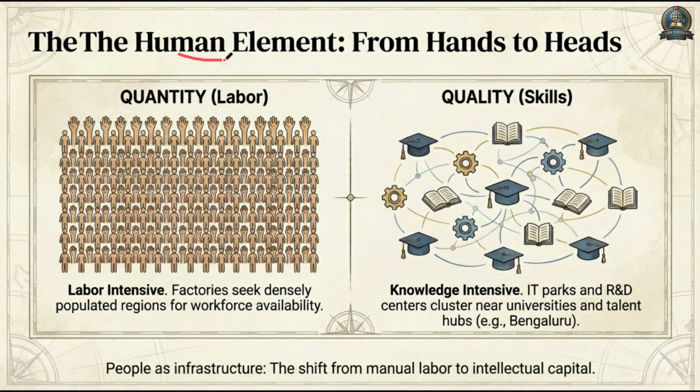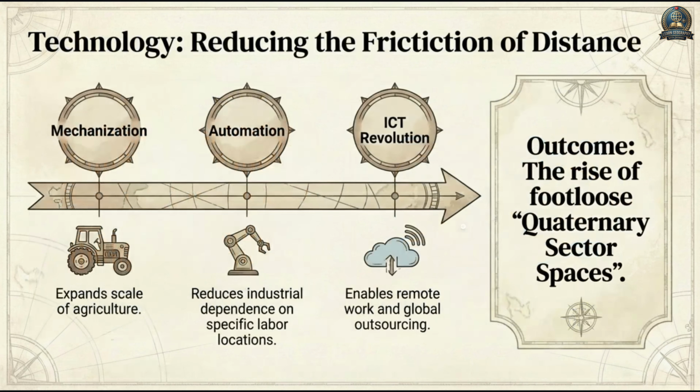Then the human element, from hands to heads: quantity of labor, and quality, that means skill. Labor intensive factories seek densely populated regions for workforce availability. Knowledge intensive IT parks and research and development centers cluster near universities and talent hubs, for example Bengaluru. People as infrastructure: the shift from manual labor to intellectual capital.